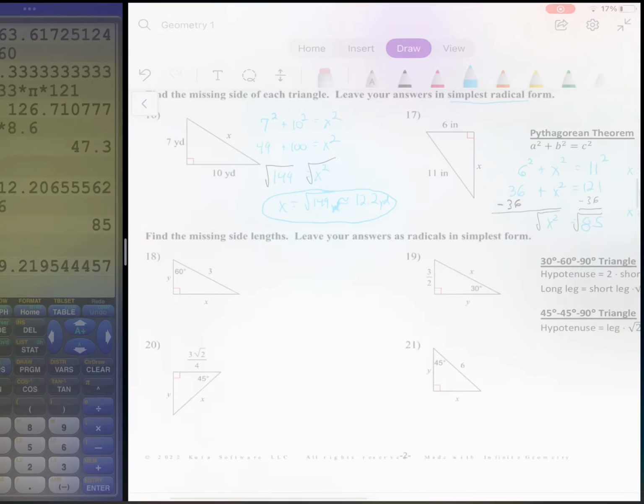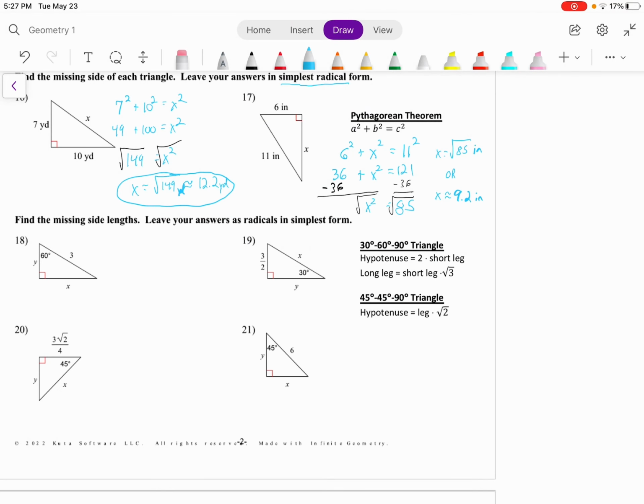And our last 4 questions from this page have to do with 30, 60, 90 triangles and 45, 45, 90. There's the formulas that we learned, and so that's what we're going to be using. We're supposed to find the missing side lengths. So for number 18, this is a 30, 60, 90, and we know the hypotenuse.